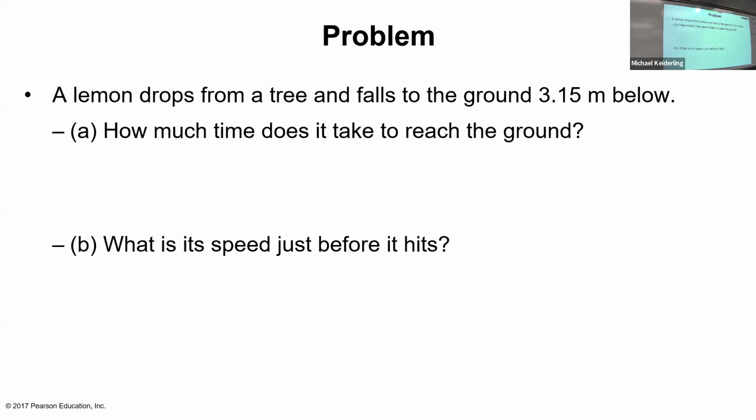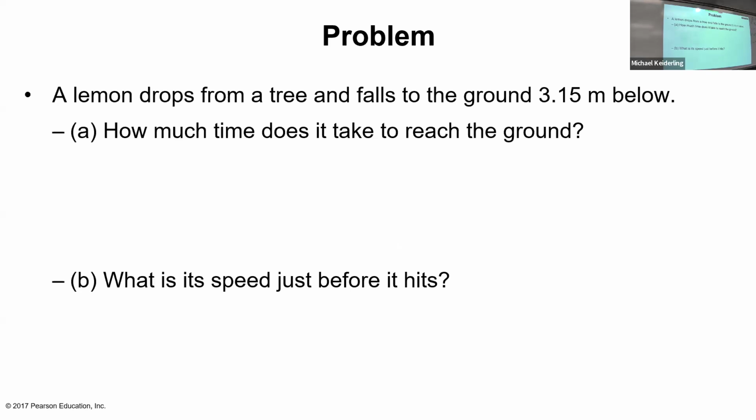So I'll go over what we know. We know our initial velocity is 0 because we're just dropping something. We know our initial position is positive 3.5 meters. We know our final position is 0 meters. And our acceleration is negative g, or negative 9.81 meters per second squared. And for the first part, we're looking for time. For the second part, we're looking for final velocity.